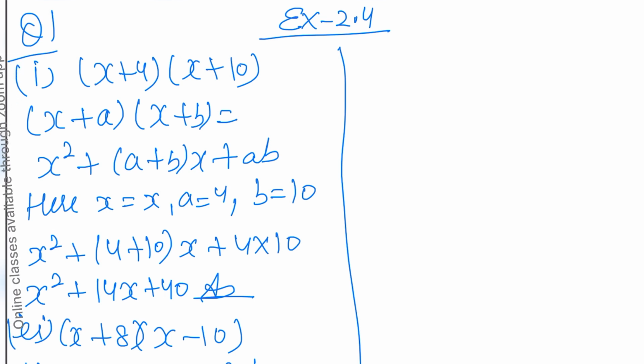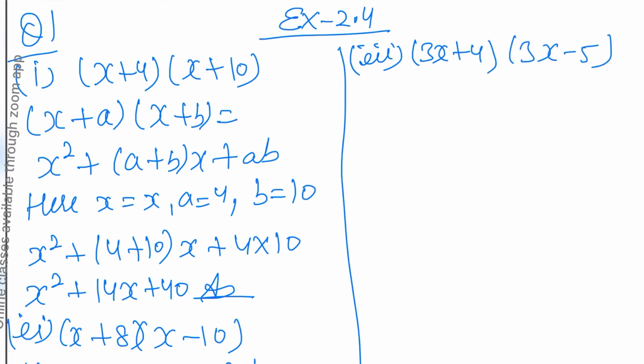Third part is 3x plus 4 into 3x minus 5. So here similar identity, x plus a into x plus b is equal to x square plus a plus b into x plus ab.